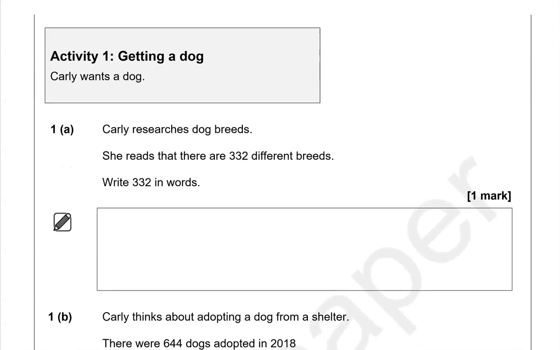Activity 1. Getting a dog. Kylie wants a dog. Kylie researches dog breeds. She reads that there are 332 different breeds. Write 332 in words. So we're going to write 332.